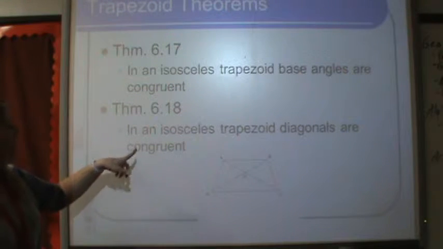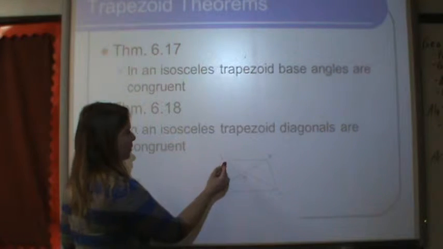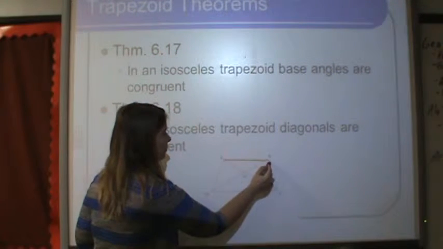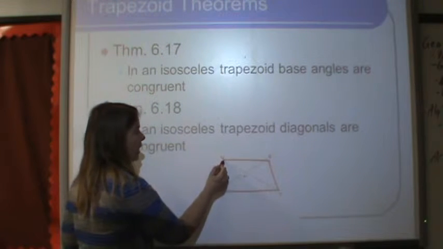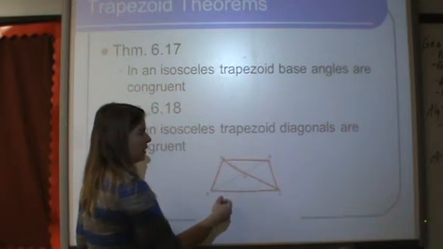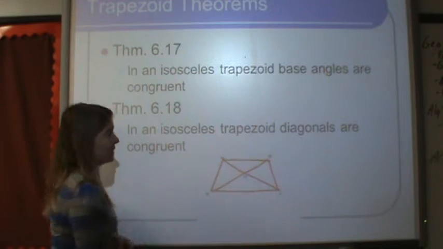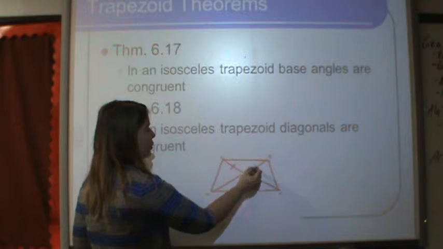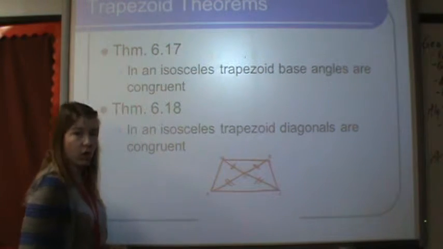The other one we have is in an isosceles trapezoid, diagonals are congruent. So what we have here, if you can't make out the drawing too well, we have our isosceles trapezoid, and this diagonal is the same length as this diagonal. But what happens, they don't bisect each other. We have the two short parts up here the same measure, and the two long parts are also the same measure.